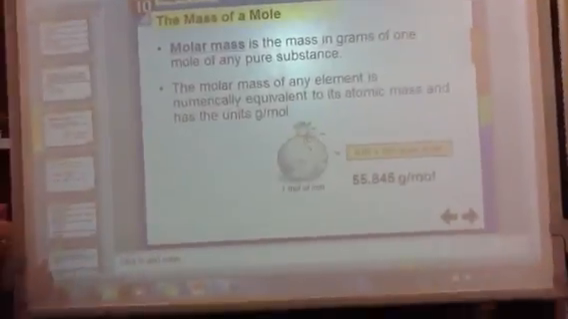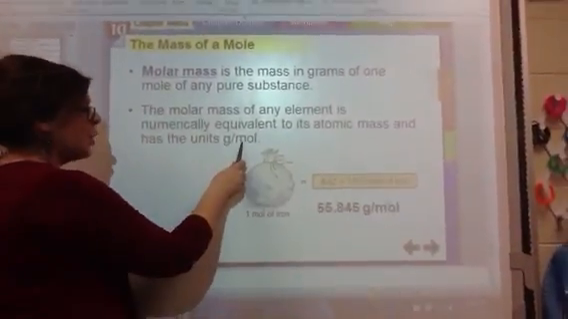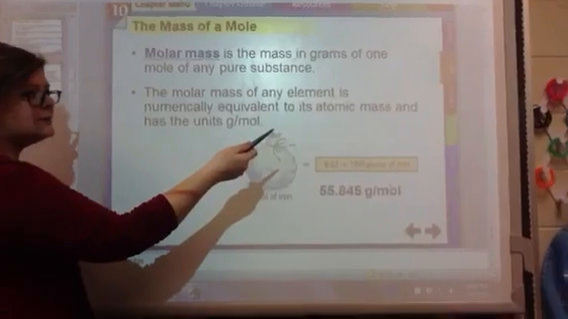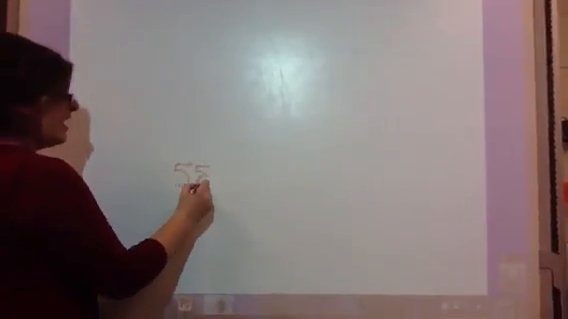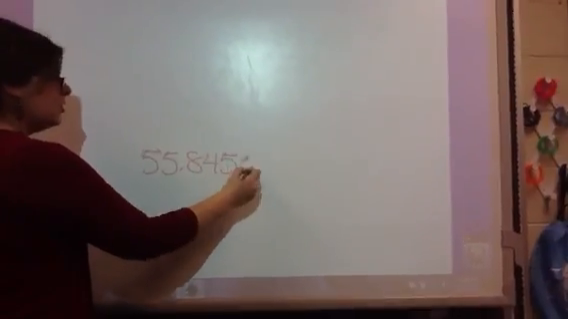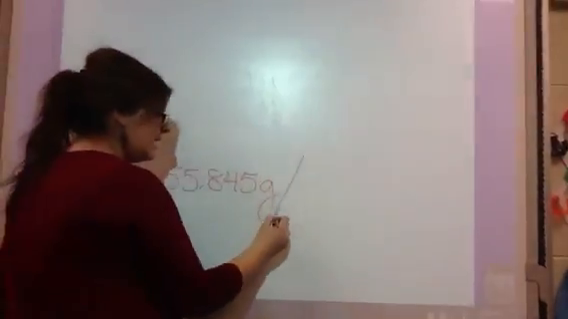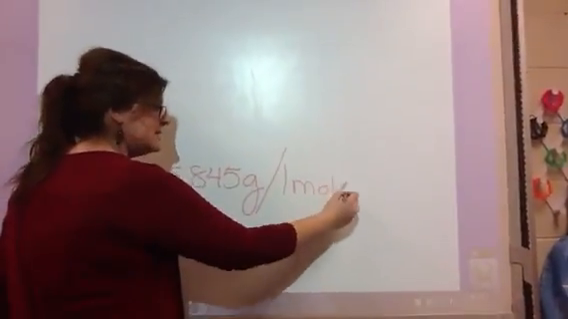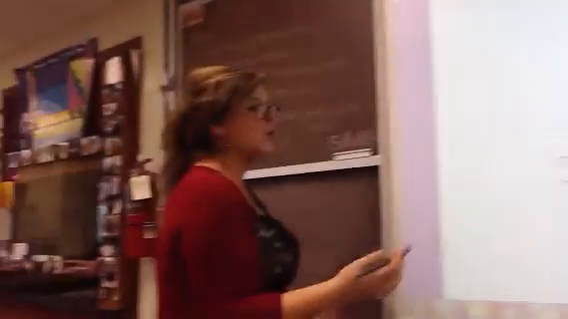Molar mass has a specific unit, and that unit is grams per mole. So if I look at my periodic table, I know, like we just said, that iron is 55.845 grams in 1 mole. So that's why we can say per 1 mole, per a mole.